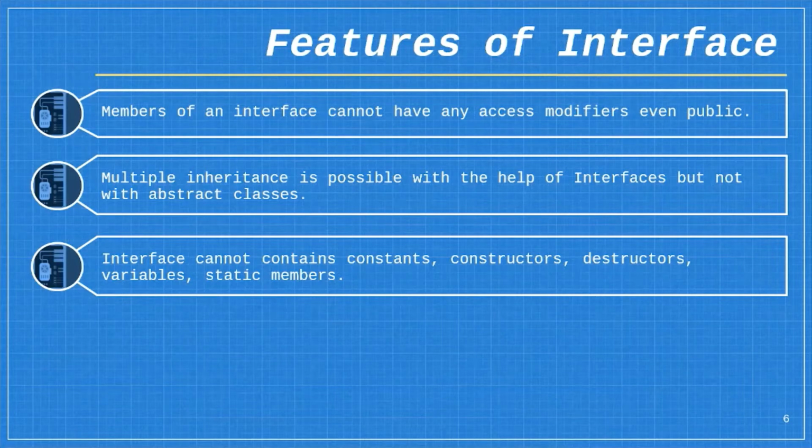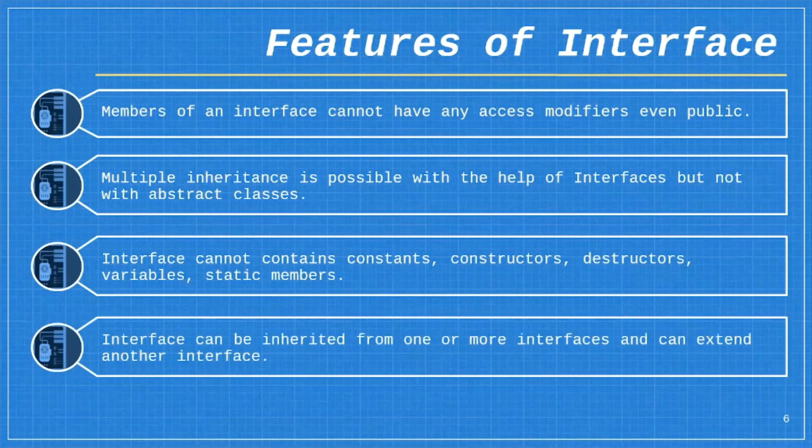Even they cannot contain variables. Yes, they cannot contain variables, but they can contain properties. One interface can inherit from another interface or more interfaces. In that way, you can extend an interface.